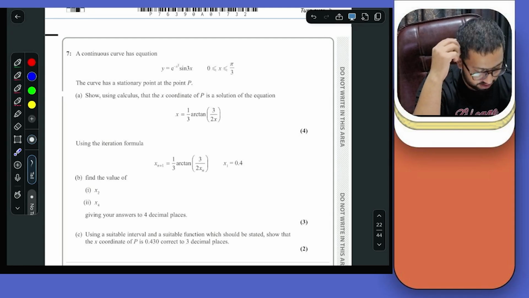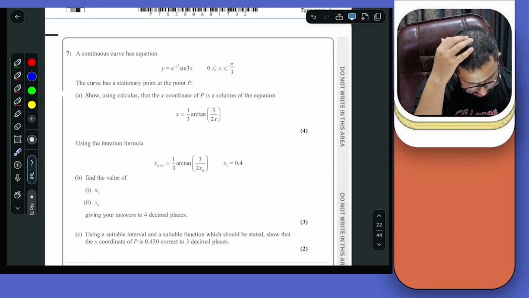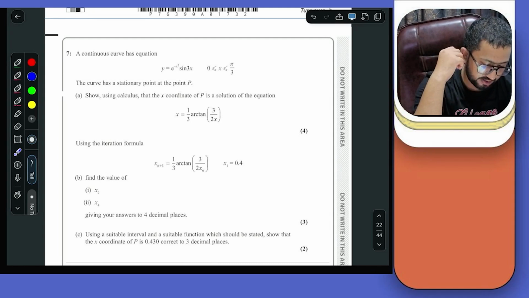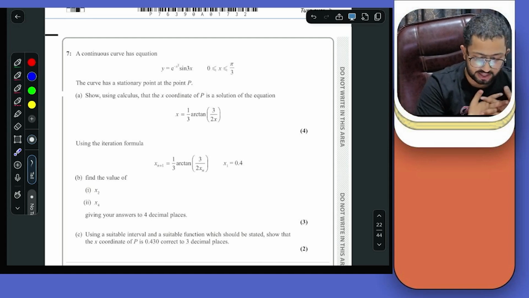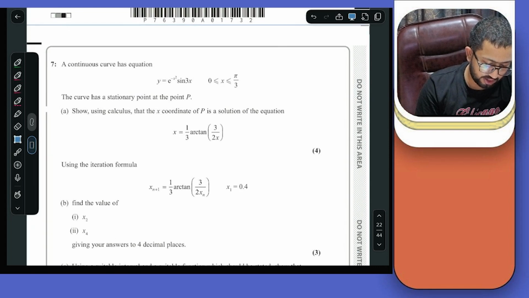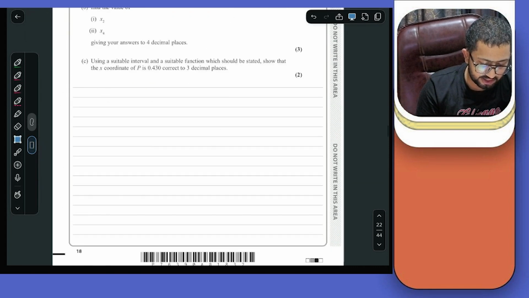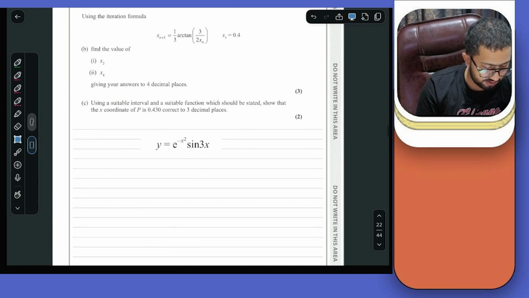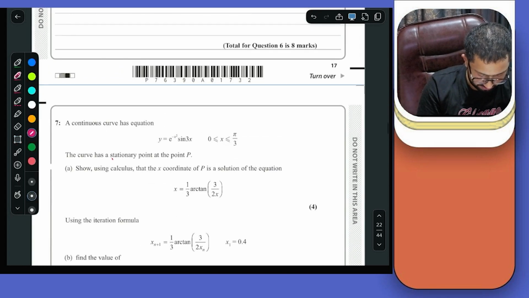All right, so question number 7, a curve has equation. The curve has a stationary point at P. Show that the x coordinate of P is the solution of this one. So obviously the curve has stationary points, and everyone knows that when the curve has stationary points, dy over dx will be equal to 0.